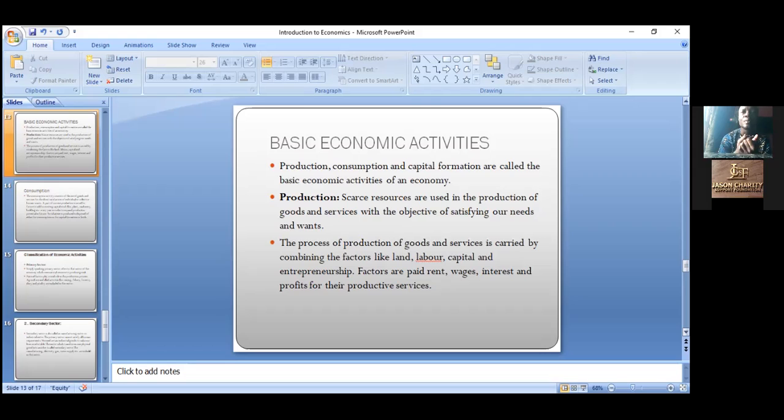You get the labor, the laborers that will work for you. Even if it is you alone that wants to produce it, you still need to make use of your services. So that's the labor you're adding to it. Then you need capital. You need something to start the business. How do you start the business? The capital you use to start the business, the money. Where are you going to get the money from?